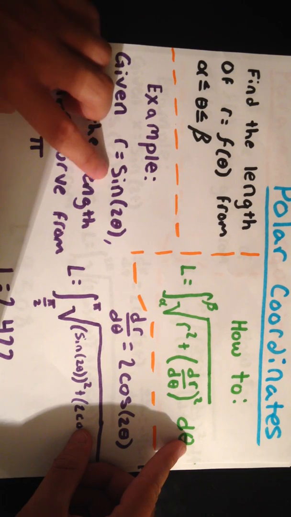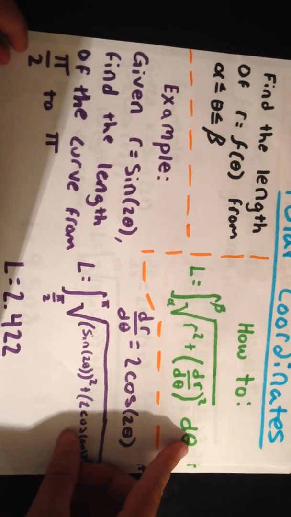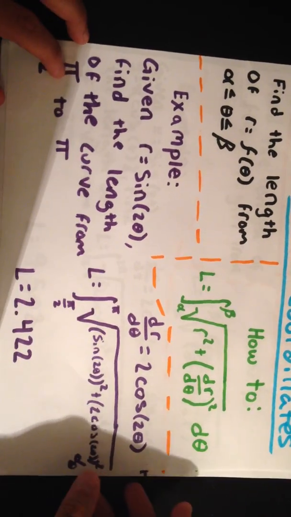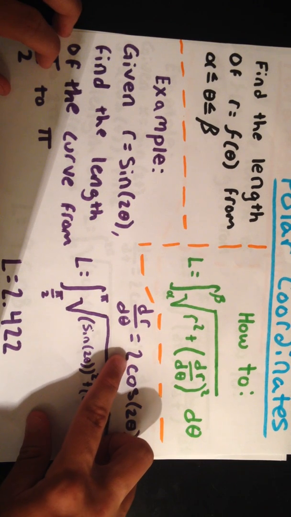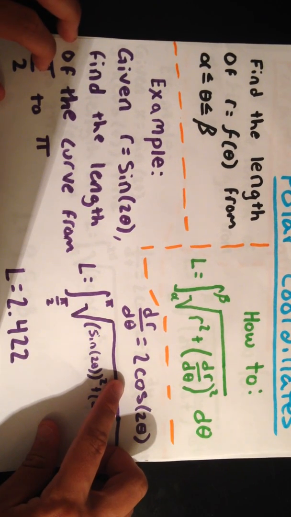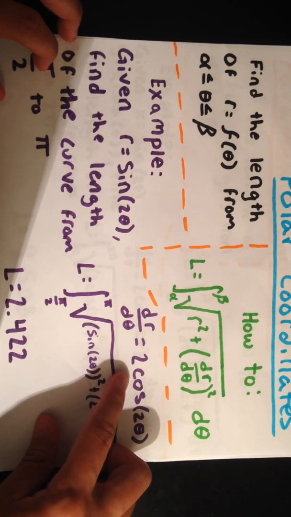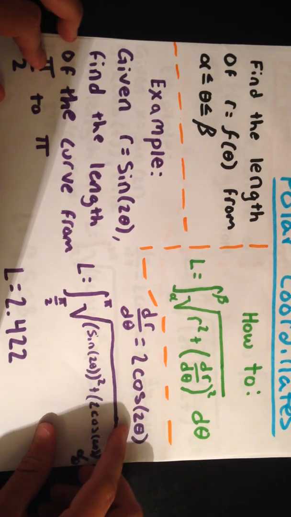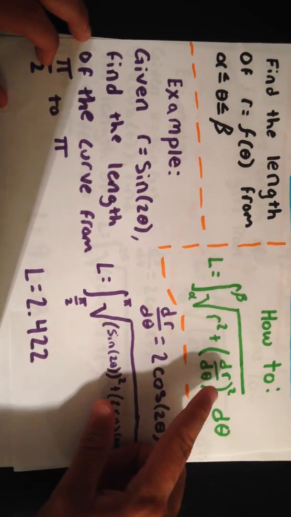Given that r = sin(2θ), find the length of the curve from π to 2π. So where do we start? We start by finding the derivative of r, or dr/dθ, and since the original was sin 2θ, we use the chain rule to see that it would be 2 cos 2θ. And now we plug that into the equation that we used up here.